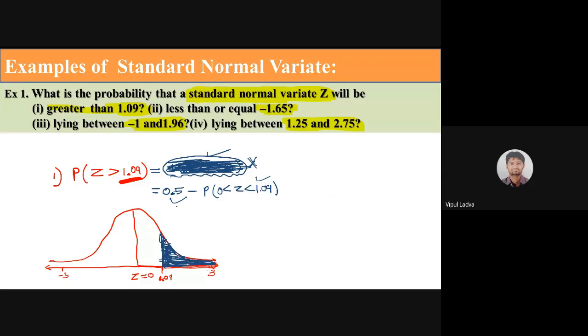So the final answer for this will be 0.5 minus 0.39. मुझे याद नहीं वो क्या था. Let me show the solution properly.